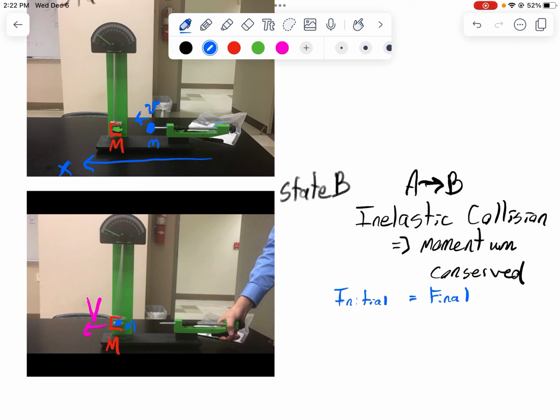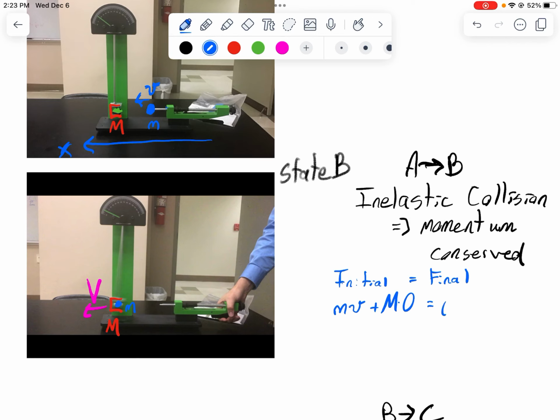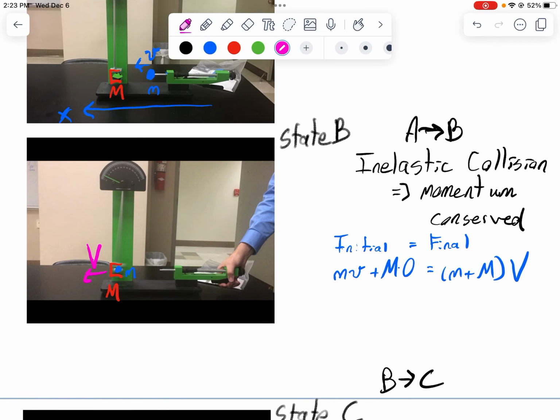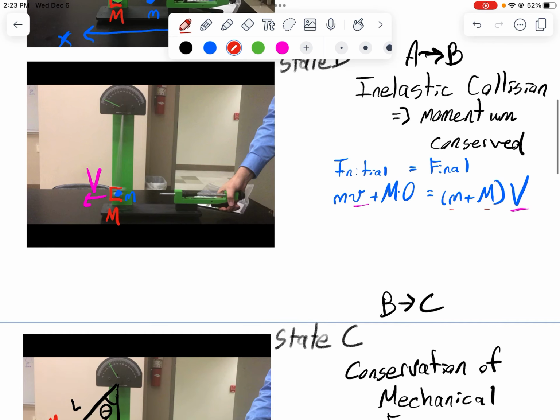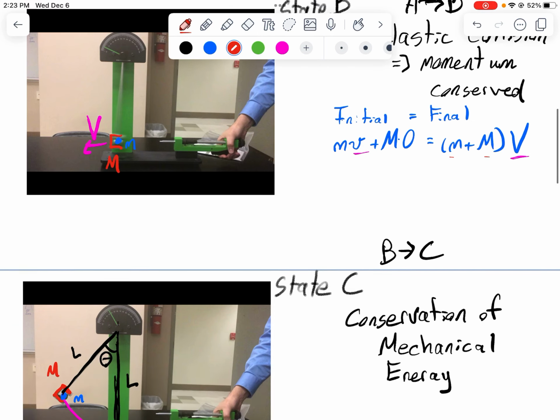So the initial momentum is just m times little v, because big M is going at velocity 0. And the final momentum is both of them together moving at speed capital V. And so far, this equation is relating a bunch of things that we don't know. We don't yet know little v, we don't know capital V. I know little m and big M, but I'm not telling you yet. So we have two unknowns in one equation at the moment.